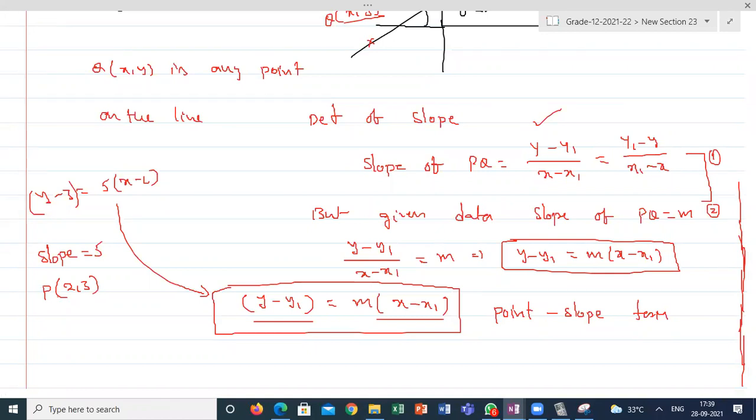So that's the reason this form is called point and slope form. If you know this form, we are able to find the equation of the line if the slope and one point are given. So with the help of this expression, we can calculate. But my humble request is just remember the data. No need to remember all these formulas.